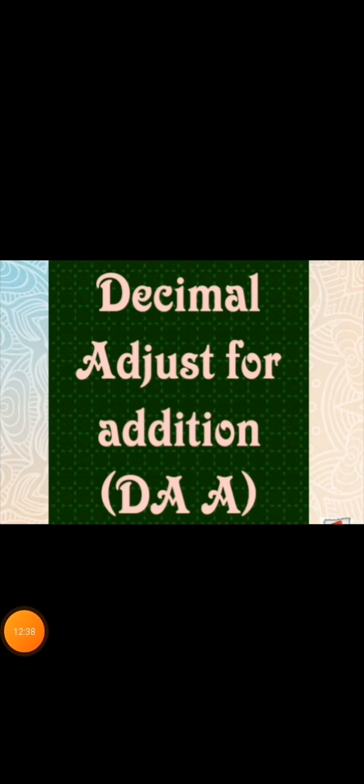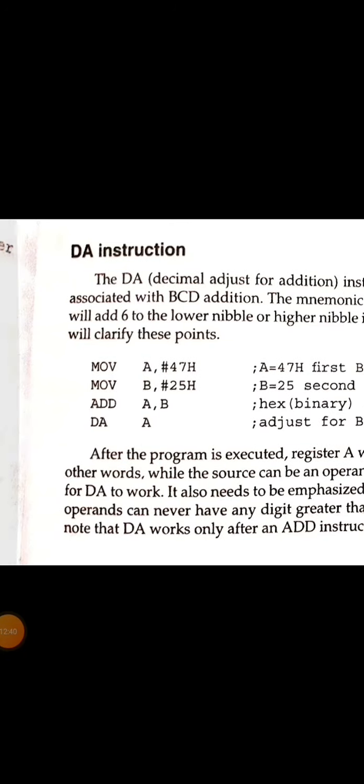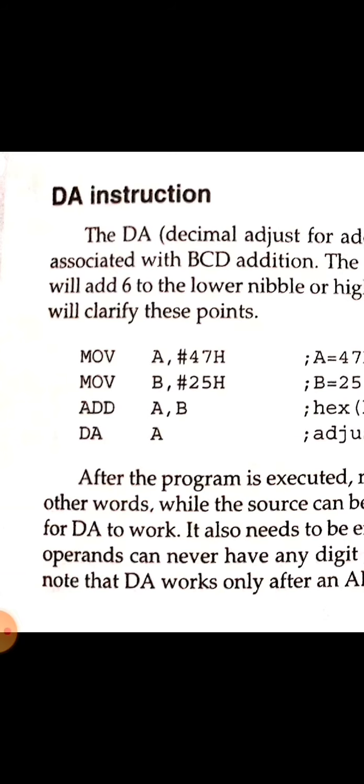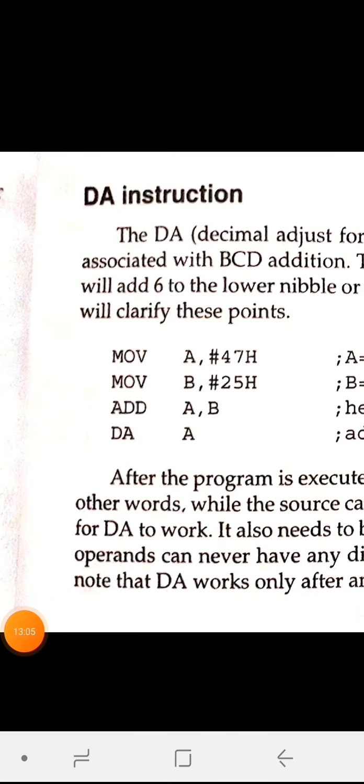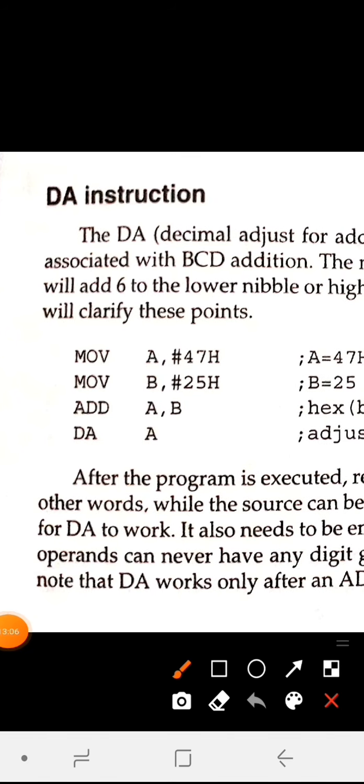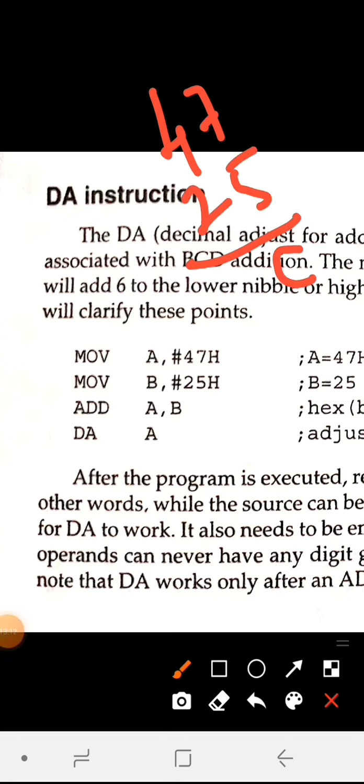Understand this DAA, nothing but decimal adjust for addition. For example, we'll take the second data. Here the second data we have taken is 47 and 25. Now you have to perform the addition of this and check whether the answer you are getting is in BCD form or we need DAA, decimal adjust for addition. So 47 plus 25. So you will get the answer as 6C.